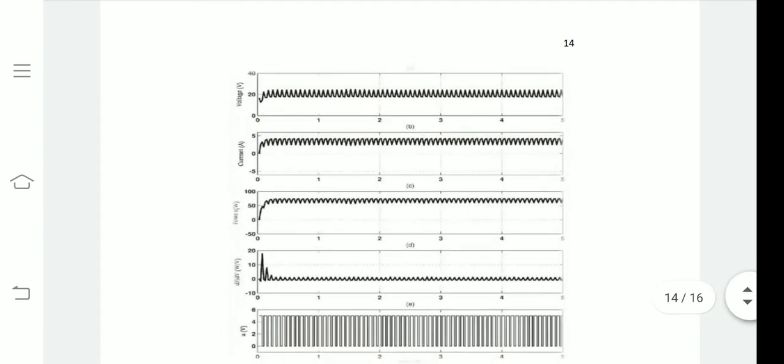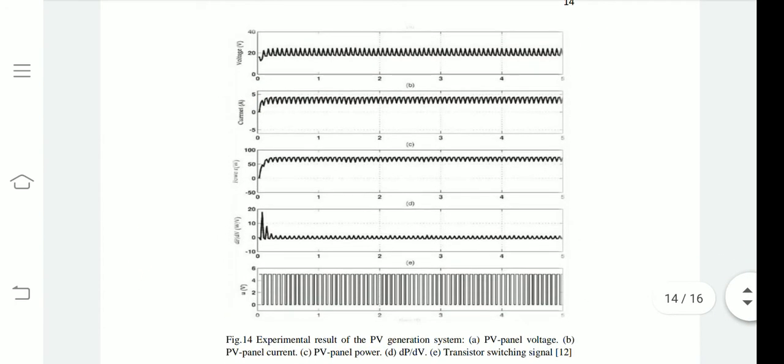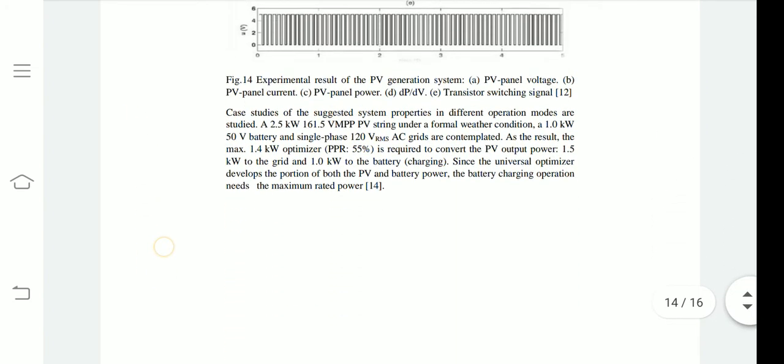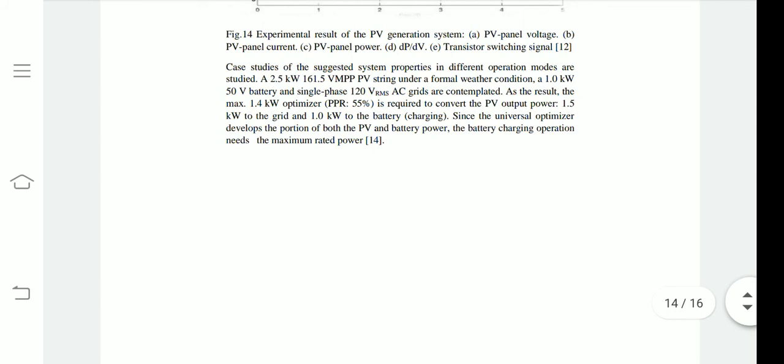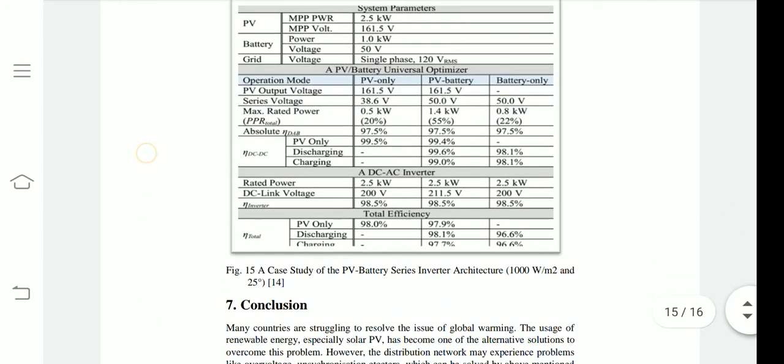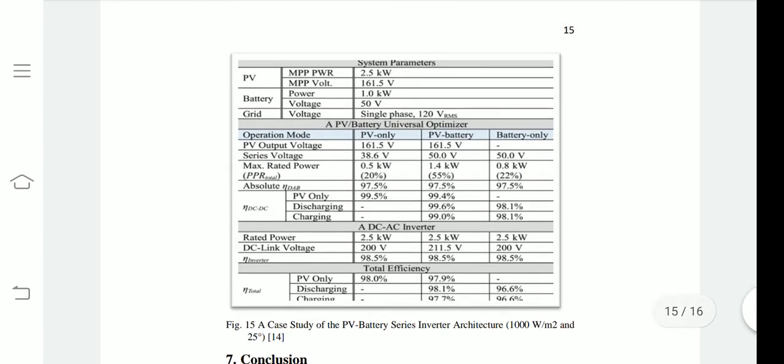Now this figure 14 represents the experimental result of the PV generation system. A. Photovoltaic panel voltage. B. Photovoltaic panel current. C. Photovoltaic panel power. D. dP by dt, dP by dV, and E represents the transistor switching signal. Now figure 15 represents a case study of PV battery series inverter architecture.